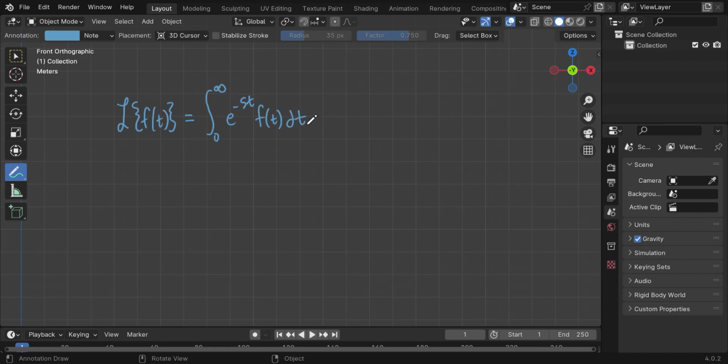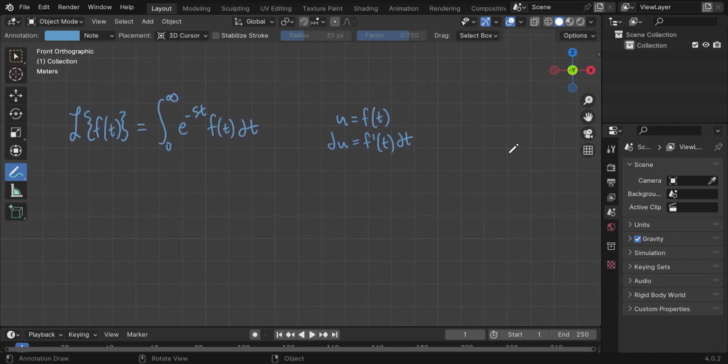So one way you could solve this is by separation of variables, and I'm going to do that by assigning the variable u as being equal to f of t. Therefore, the derivative of u is equal to f prime of t times dt. The other variable I'm going to define is going to be e to the negative st, meaning that v is going to be e to the negative st over negative s.